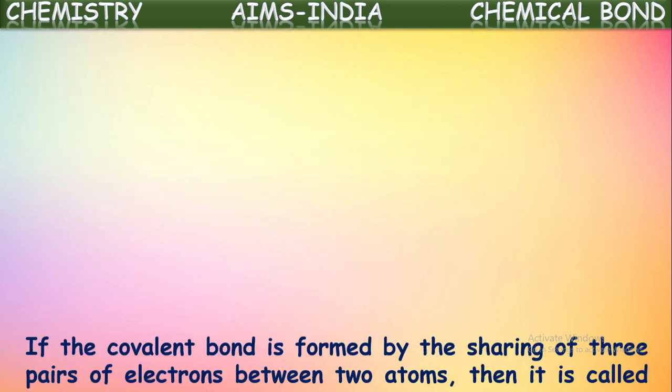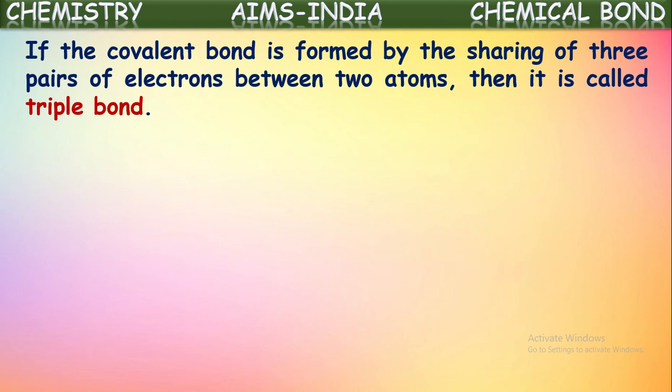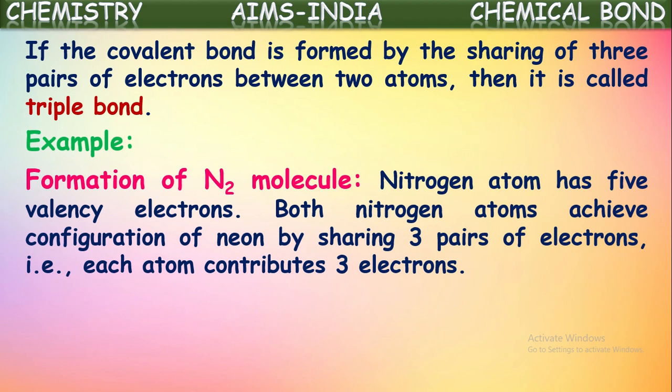Another type of multiple bond. If the covalent bond is formed by the sharing of three pairs of electrons between two atoms. Yes, sometimes two atoms may share three pairs of electrons also. Then the covalent bond formed between those two atoms is called a triple bond. Let us see an example for this also. For example, let us consider the formation of the nitrogen molecule.